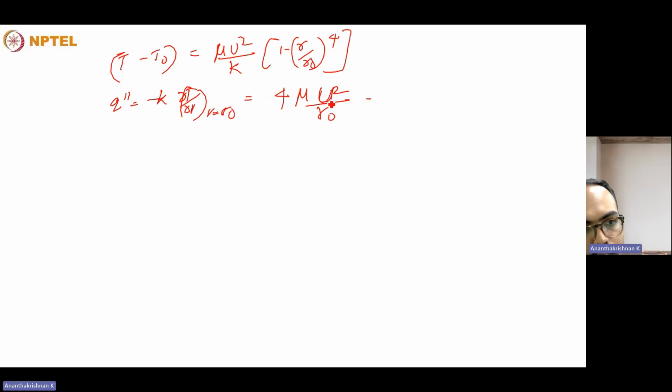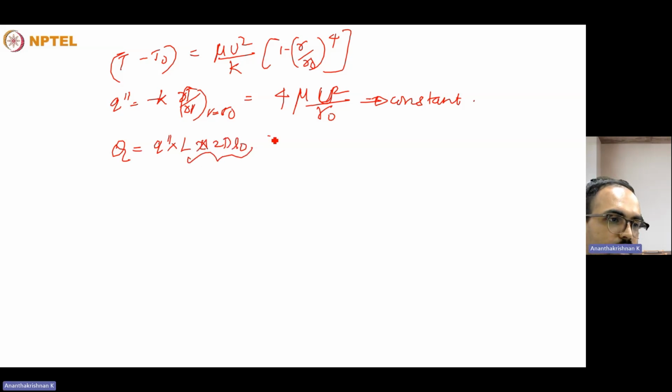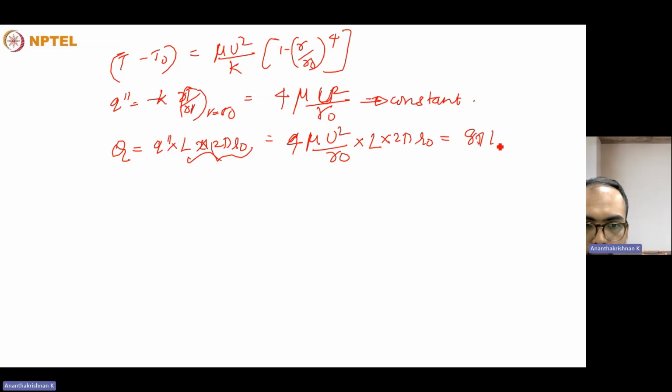And this U is the average velocity, that's a constant, mu is a constant, r0 is a constant. So this heat flux is a constant. So the heat transfer rate is equal to q double dash into L into 2 pi r0. That's the surface area, perimeter into the length of the tube. So that is equal to 4 mu U squared divided by r0 into L into 2 pi r0. That is equal to 8 pi L mu U squared.